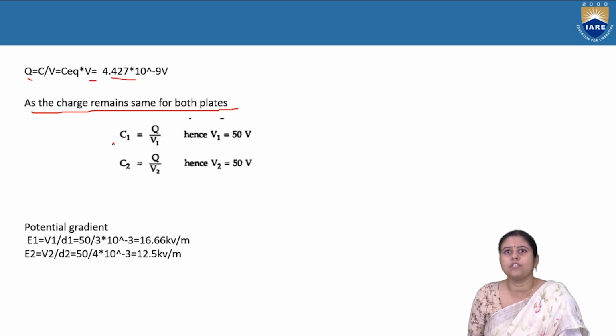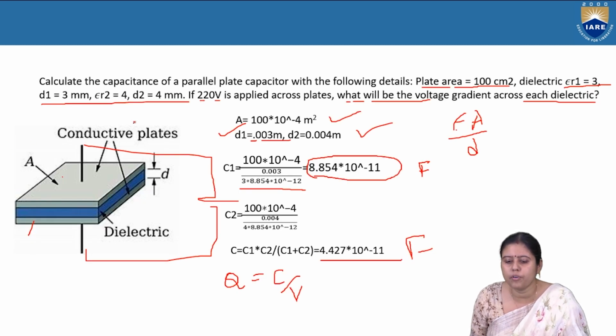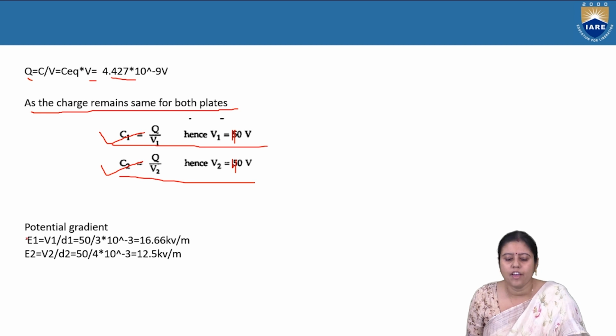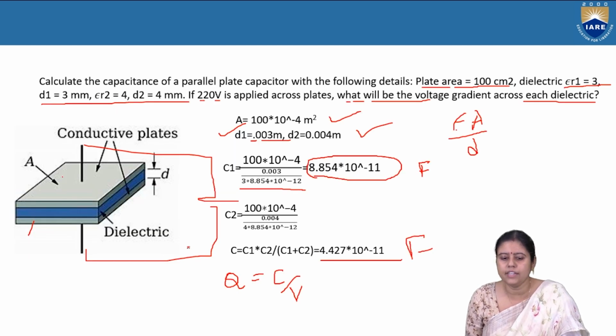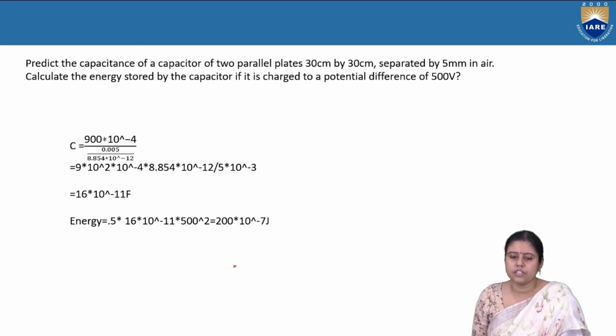We can write C1 is equal to Q by V1, and C2 is equal to Q by V2. If the total voltage is 220 volt, we can get the values of V1 and V2. So what is the potential gradient? V1 by D1 and V2 by D2. V1 value we got, D1 value we know, V2 value we got, D2 value we know. We got the potential gradient.